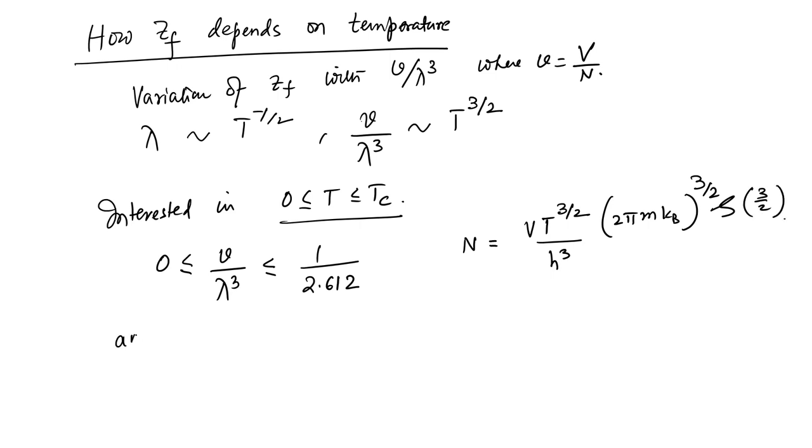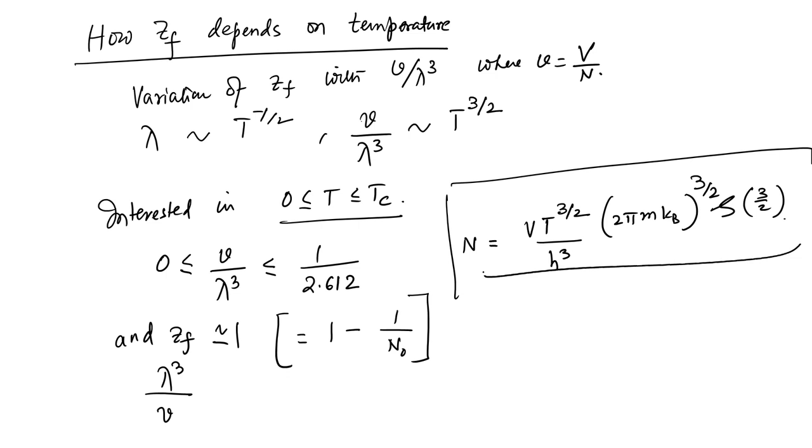And of course, we have zf equal to 1, and why is it equal to 1? Because this is really equal to 1 minus 1 over n 0, and n 0 being very large, the second term goes to 0. And so this clearly gives you lambda cube by v, I just invert this. Remember, this equation is the defining equation for Tc. So if you put this critical value of n, or rather this n has to be larger than that, but if you put an equality sign, then you get Tc.